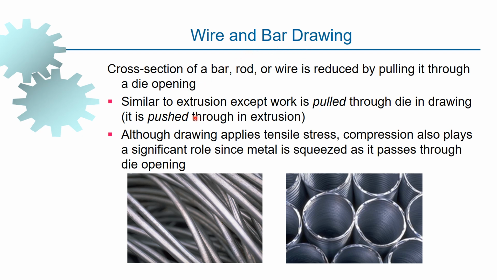That is called a wire or bar drawing process. It is somewhat similar to extrusion, except the work is pulled through a die in the drawing operation. Although drawing applies tensile stress, there is a significant impact of compression also. The material will get squeezed or compressed between the die and the surface. The material will undergo plastic deformation, it will get squeezed and then deformed to a wire or a bar or whatever it is.